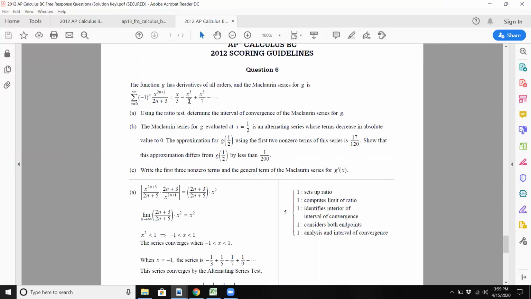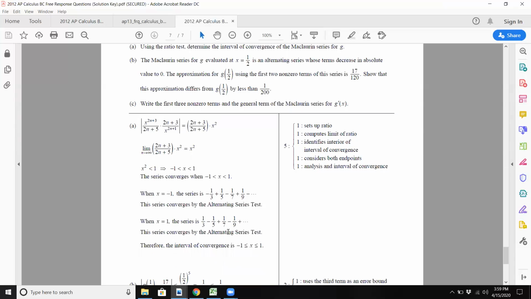But I guess if you were to subtract the true value with the approximation, you can kind of get rid of the first two terms. So really, you just focus on this term. You're plugging 1/2 in, and you want to see it's less than 1 out of 200. I think that's what they're doing there.